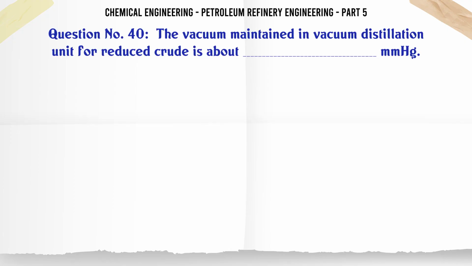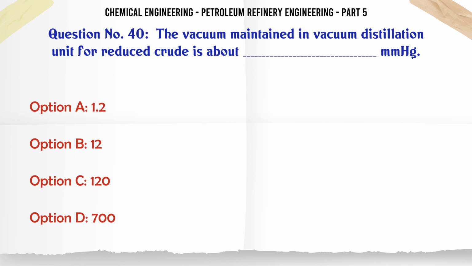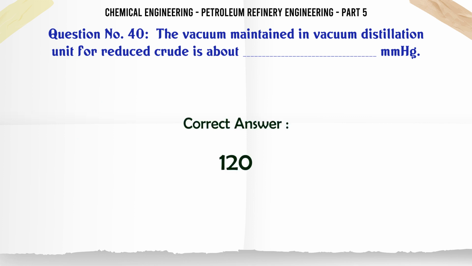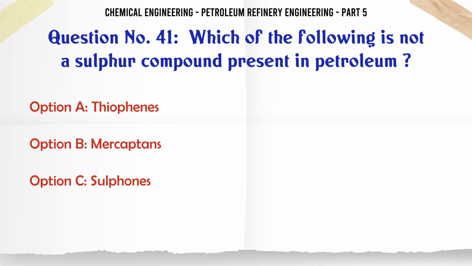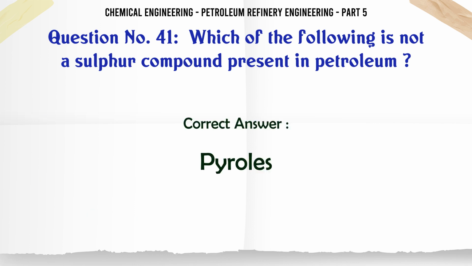The vacuum maintained in vacuum distillation unit for reduced crude is about blank mmHg. A. 1.2, B. 12, C. 120, D. 700. The correct answer is 120. Which of the following is not a sulfur compound present in petroleum? A. Thiophenes, B. mercaptans, C. sulfones, D. pyrroles. The correct answer is pyrroles.